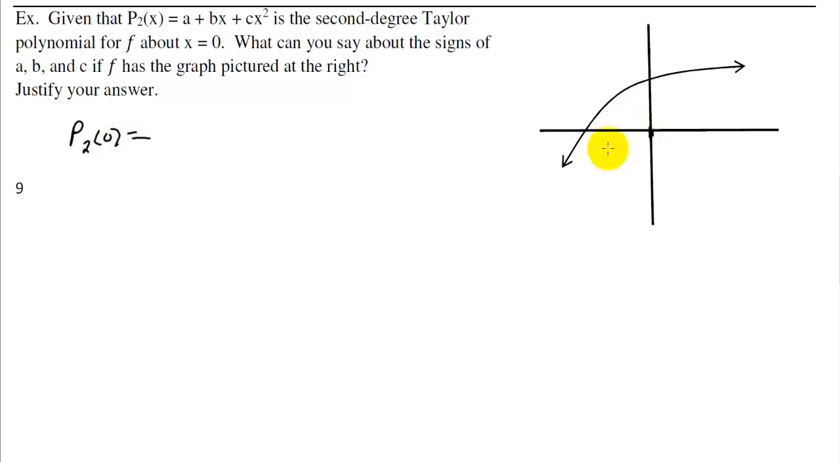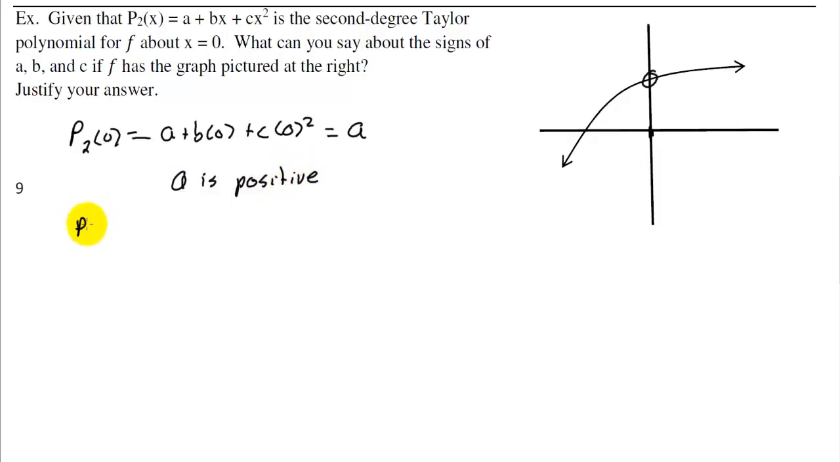All right, so if we have p sub 2 of 0, let's say we plug 0 in. We're going to pick an x value of 0. That's equal to a plus b times 0 plus c times 0 squared, which is equal to a. Now, a is the y-coordinate at 0, and the y-coordinate is up here, and it's positive. So a is positive. We can say that.